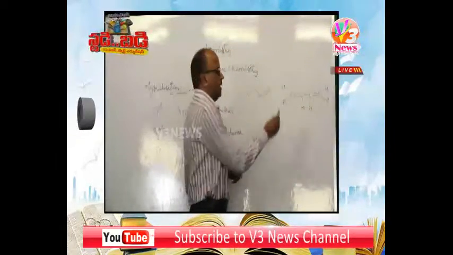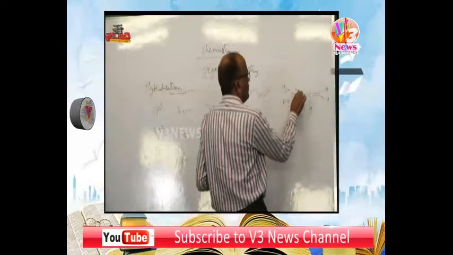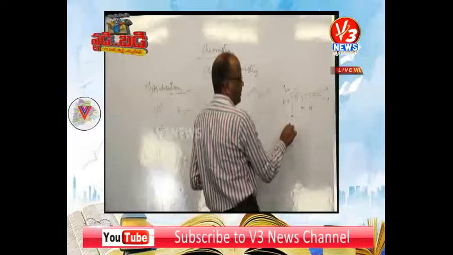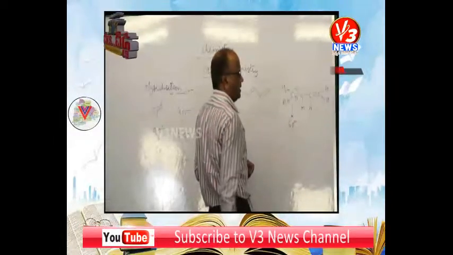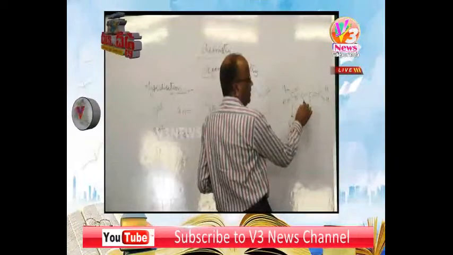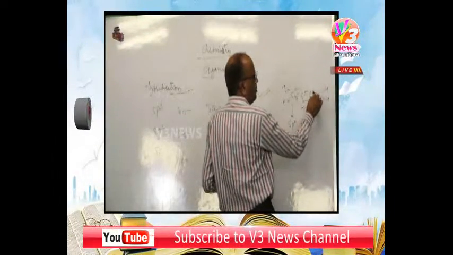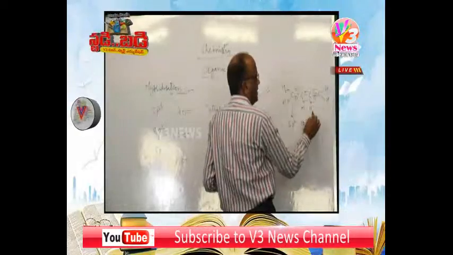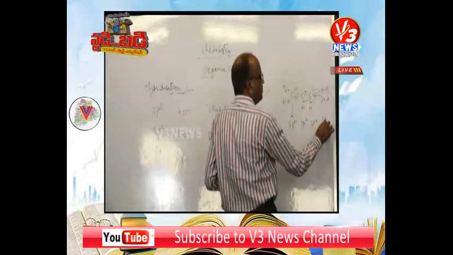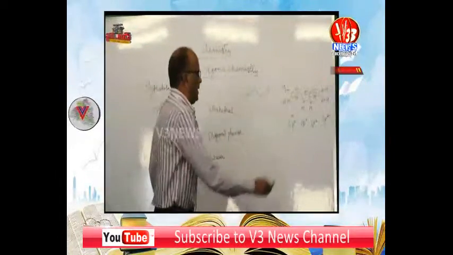Now, if you count the number of sigma bonds around each carbon, this is sigma and here it is pi. So, around this carbon 3 sigma bonds. So, what is the hybridization? sp2. And around this also 3 sigma bonds, sp2; 3 sigma bonds, sp2; 3 sigma bonds, sp2. Now, we will take another example.